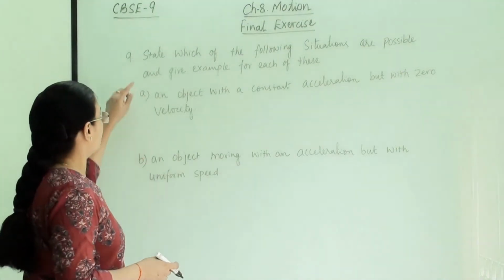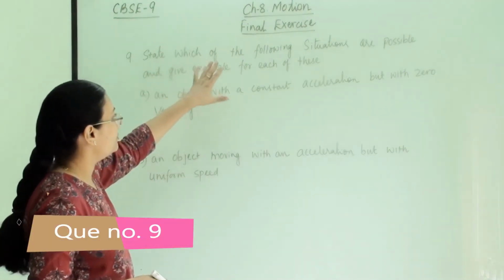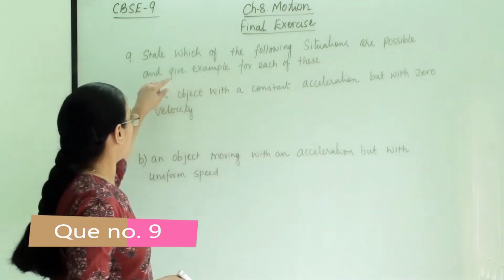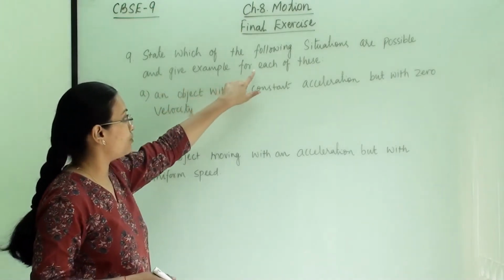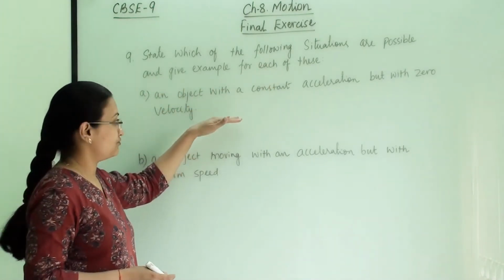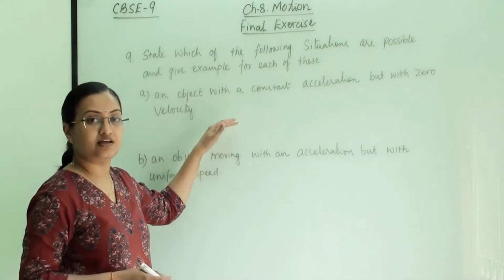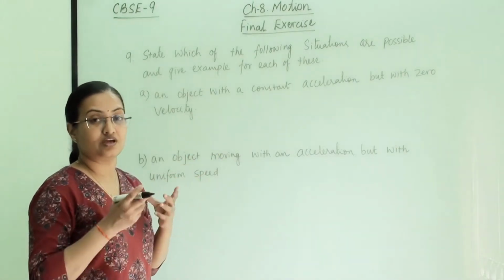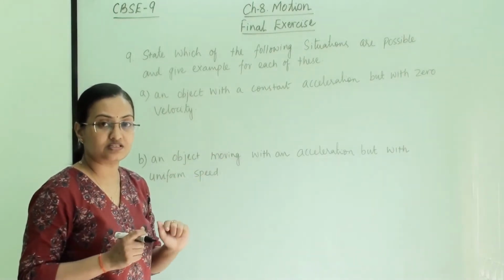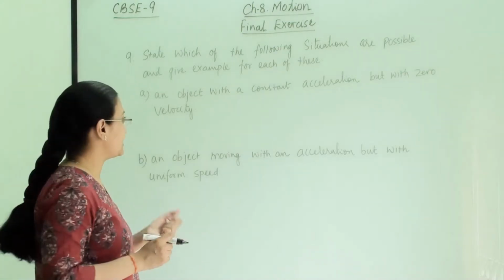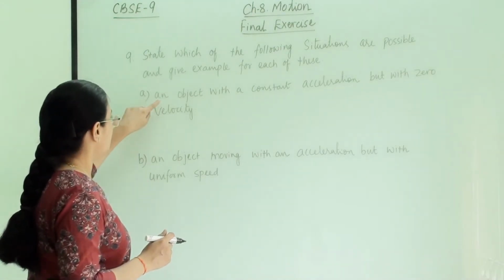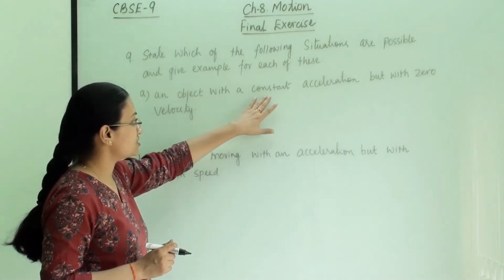Question number 9 says: state which of the following situations are possible and give an example for each. So we have to identify these examples and check whether these situations are possible or not, and if yes, then we have to give one example for that. So A is an object with a constant acceleration.